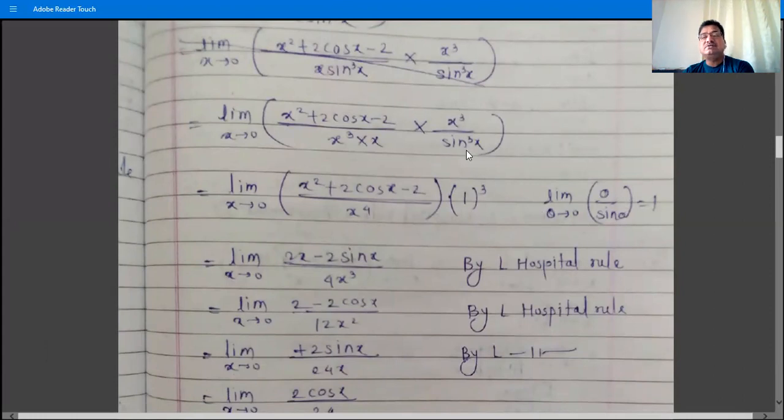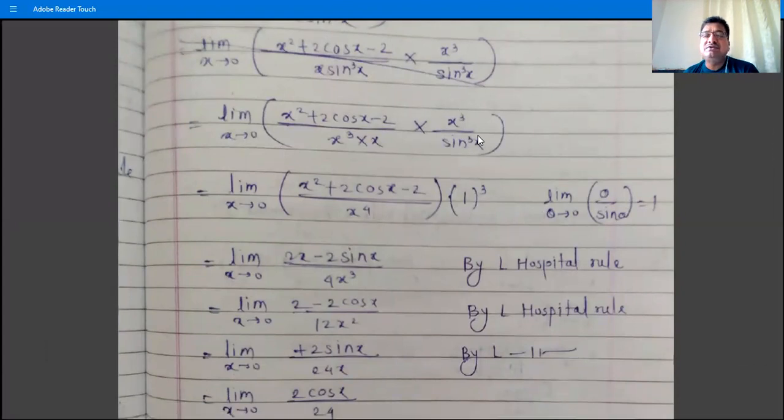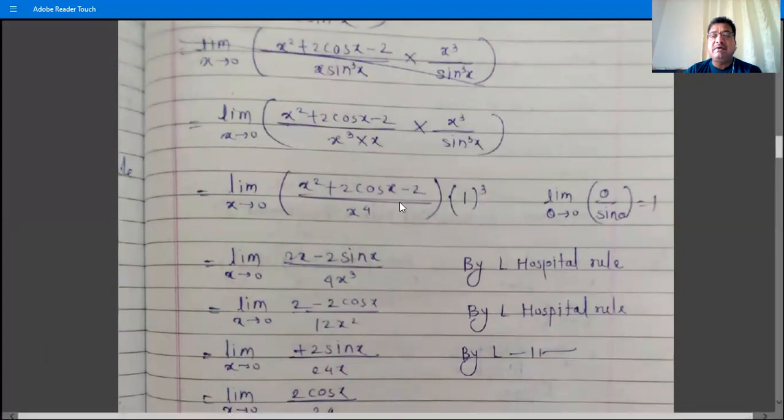And so this x cube by sin cube x is what? (x by sin x) whole cube. Its limit is what? 1 cube, because x divided by sin x, its limit is 1, and so it's 1 cube. And so we have x raised to 4.